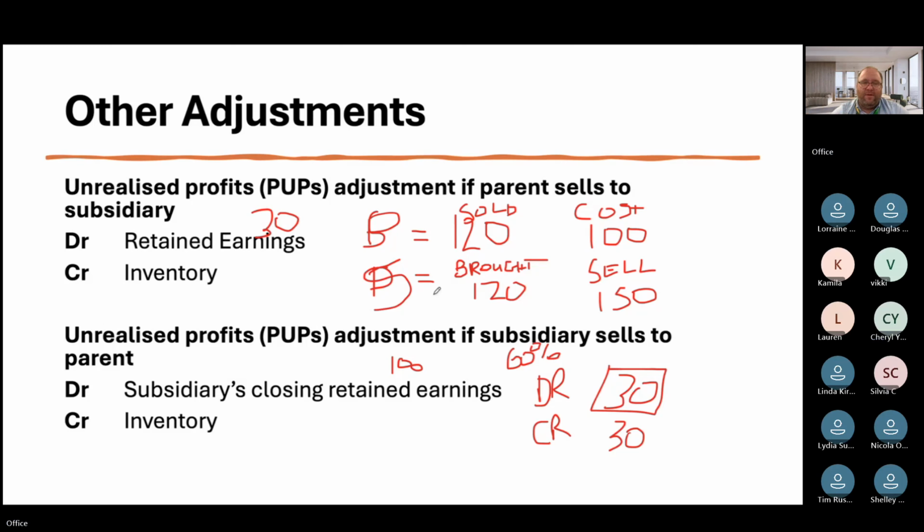So it's always a credit to group inventory, but the debit depends on whether it's the parent selling to the subsidiary or the subsidiary selling to the parent. If it's the subsidiary selling to the parent, then it affects the subsidiary's closing retained earnings. Otherwise, it affects the parent's. Yeah, I get it now. Thank you. No worries.